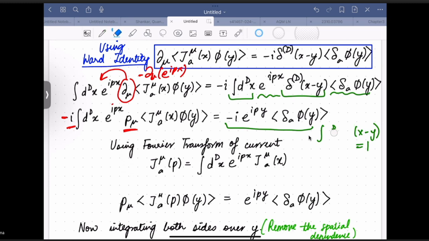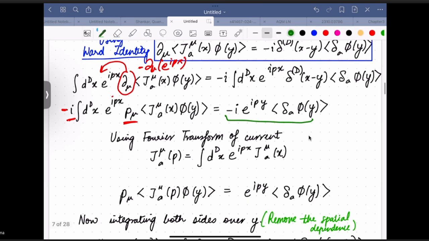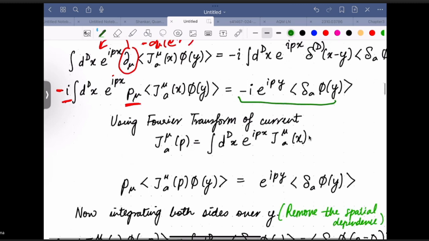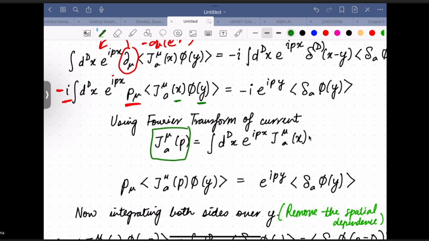After we did all this integral, reducing the delta function, look at both sides of the equation. You have everything in terms of y's and x's, right? You want to transform it to momentum space. For that, you need to realize that we can just use the Fourier transform of the current. So look at the current in terms of momentum space. That is exactly the integral of d^d x e to the ipx. So that's just the Fourier transform of the current.